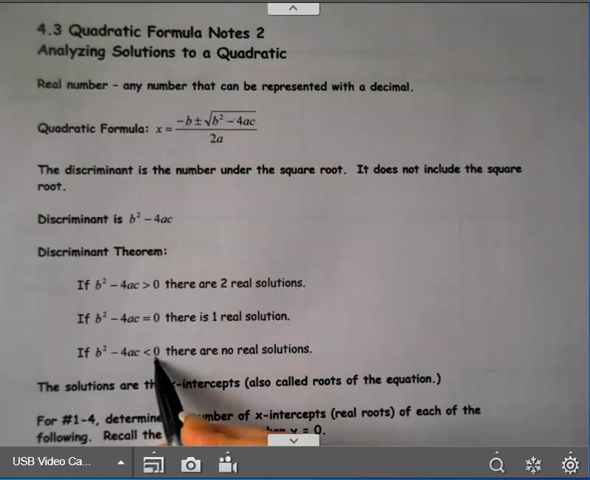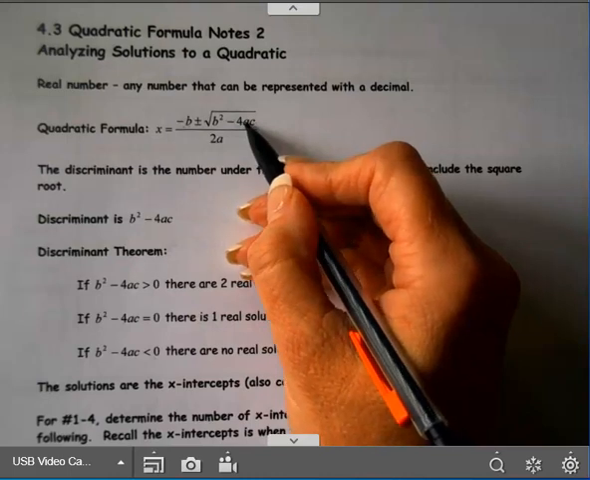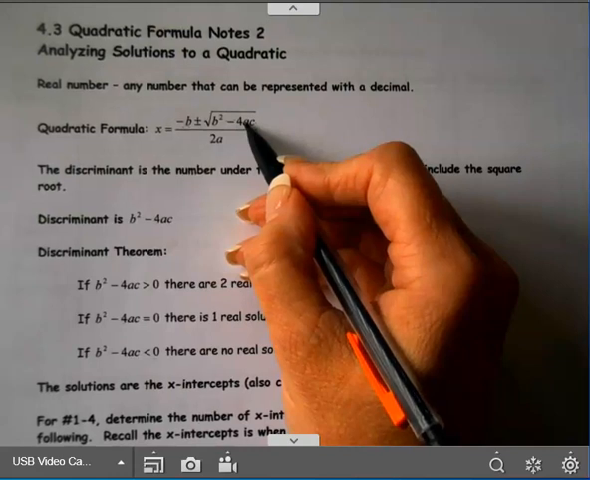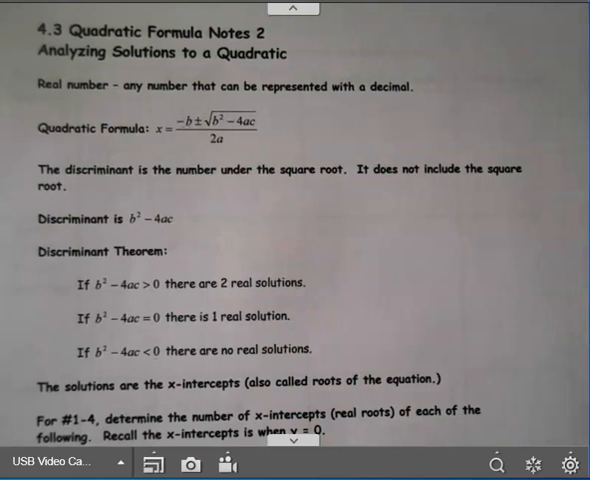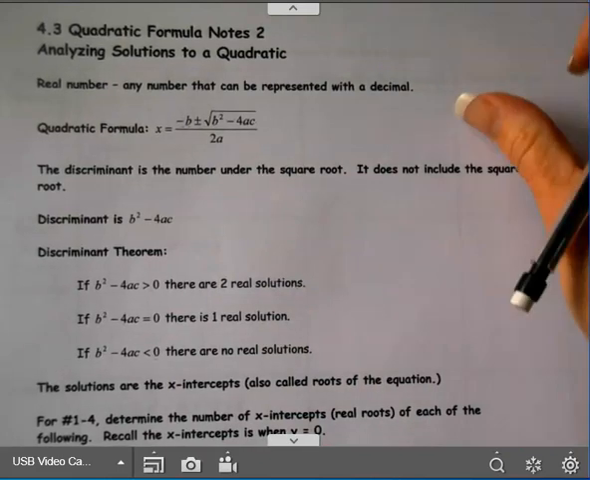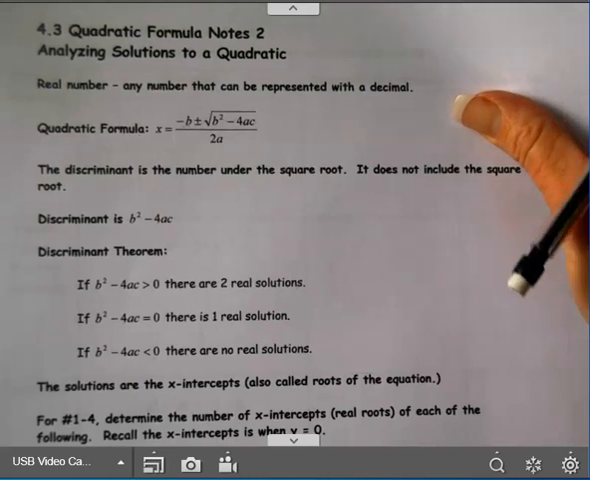And then if your discriminant is negative, there are no real solutions because you'll have the square root of a negative and there are no real numbers that will make that true. There are imaginary solutions. There's actually 2 imaginary solutions, but we're not going to get into those yet. We're just going to look at that as there are no real solutions for now.